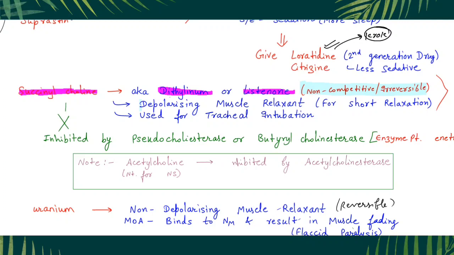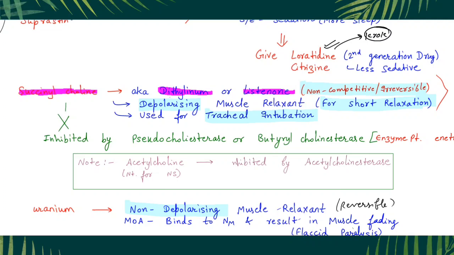And remember, these are the depolarizing ones. Whenever you find depolarizing, it means non-competitive. Non-depolarizing means competitive. So depolarizing muscle relaxants are non-competitive and used for short relaxations, like in the case of tracheal intubations. So in tracheal intubations, diethylenum or listinone is used as a muscle relaxant.